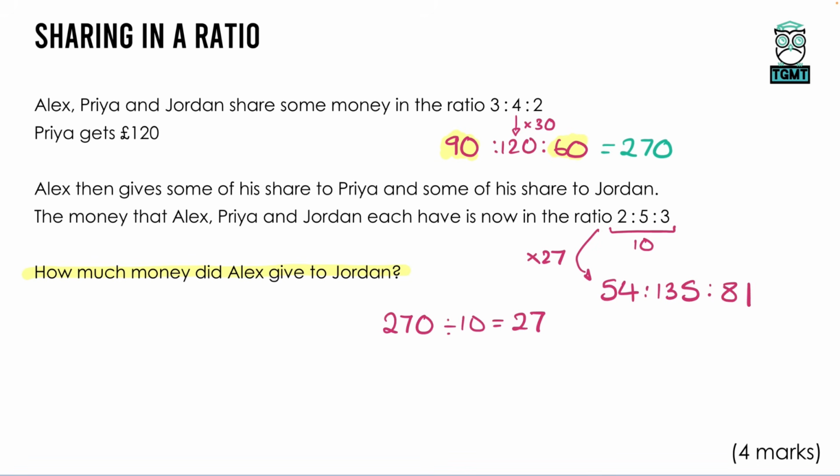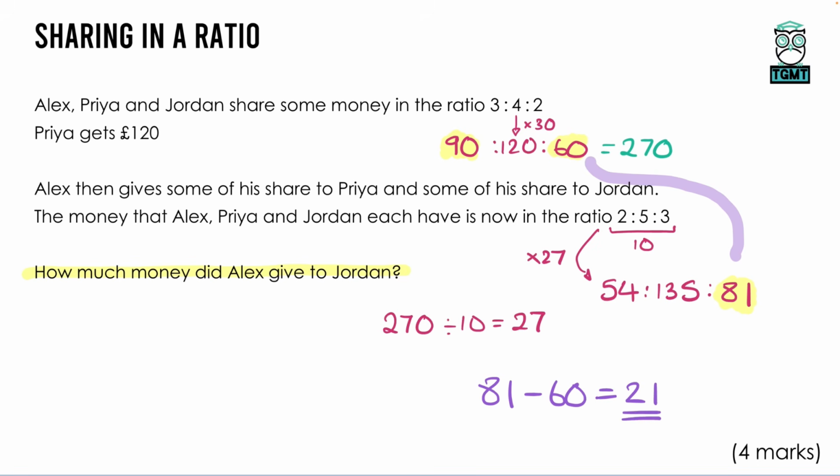So we're going to look at either how much money Alex gave away to the other two and do them separately, or for this one, as we want to know how much money Jordan was given, we can just have a look at how much money Jordan went up to. So Jordan went from 60 up to 81, so our total there would be 81 minus 60, and that is equal to £21.